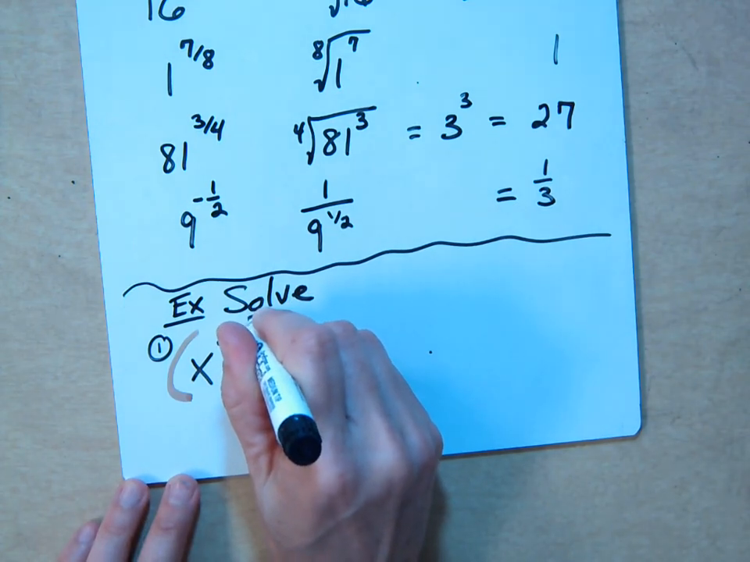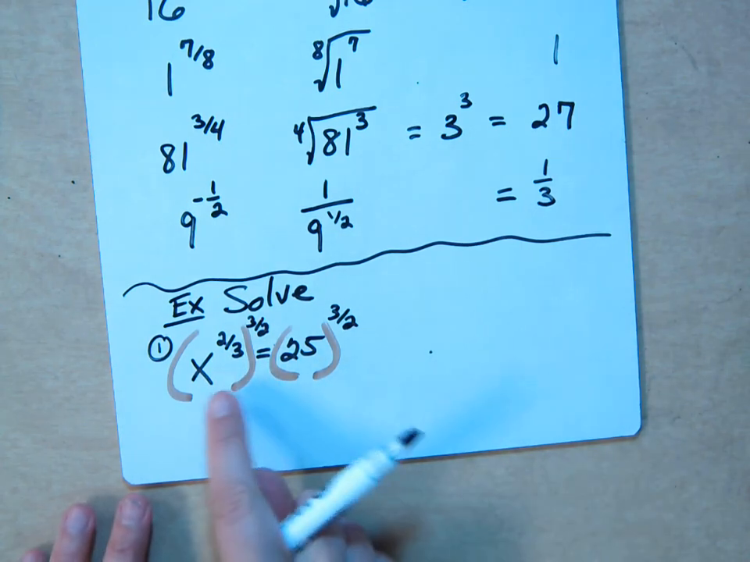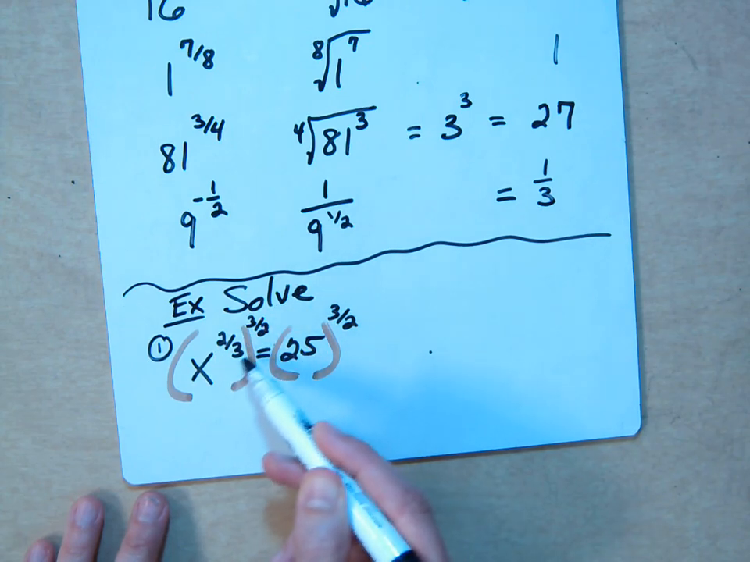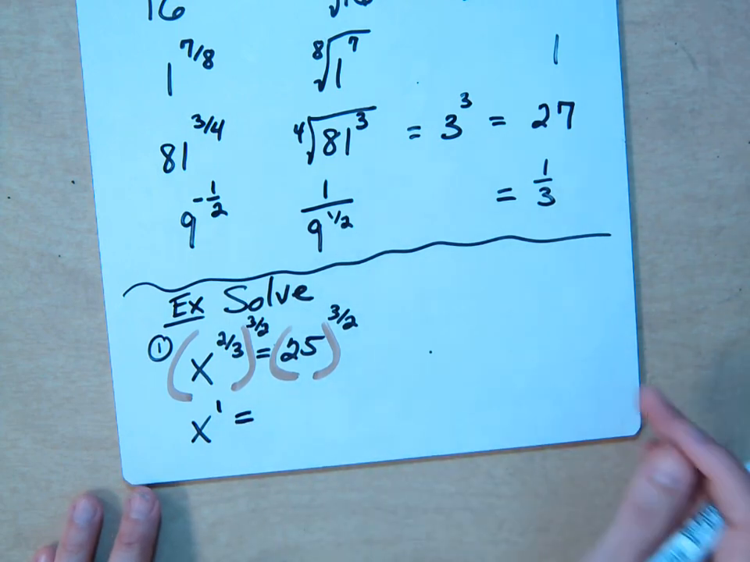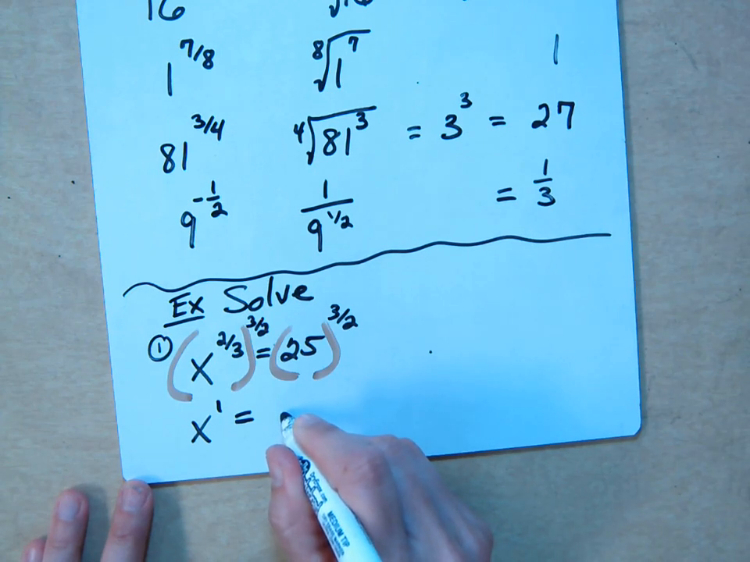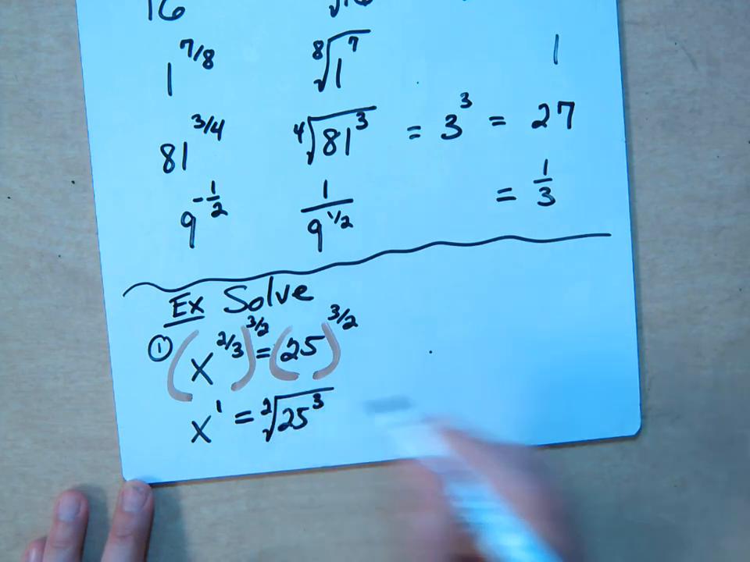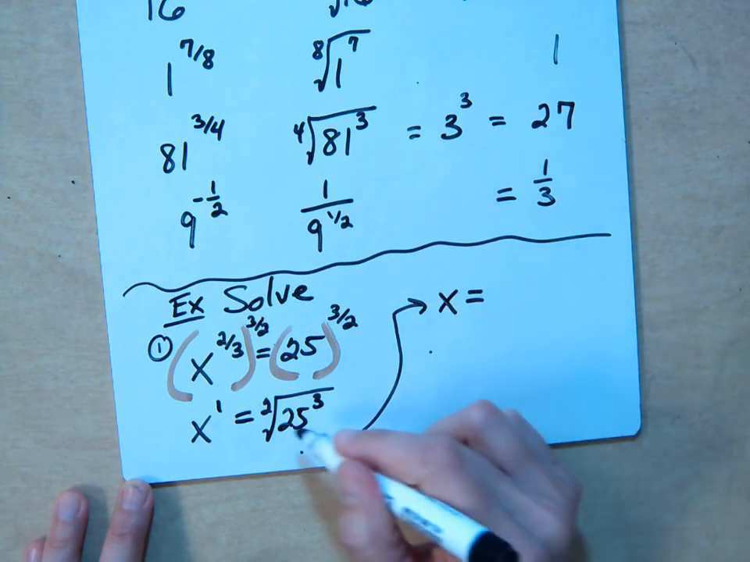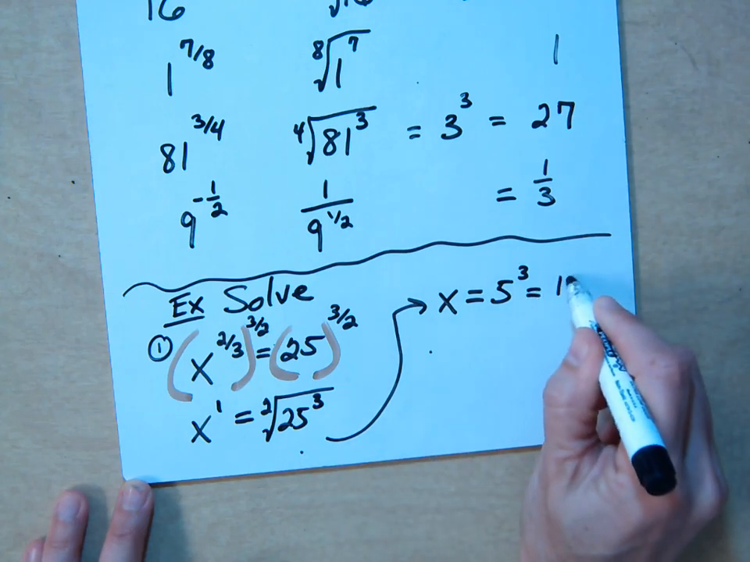So if I just raise this, you're allowed to do this, raise both sides to the 3/2 power. This will become x to the 1 power, because whenever you take a fraction and you multiply with the reciprocal, that's 6 over 6, right? You multiply straight across. It's just x to the 1 power, which is the same as x. And now we know how to evaluate this. This would be 25 cubed and square root. So that gives us just x equals, take the square root first because that's easier, 5 cubed or 125.